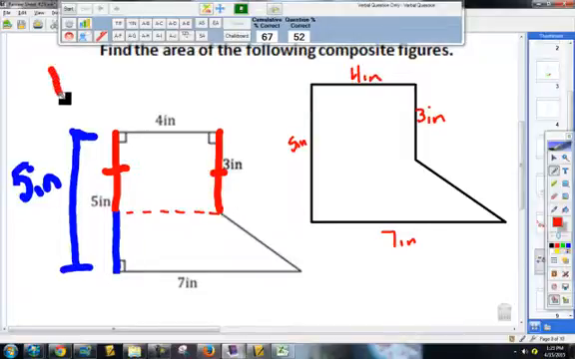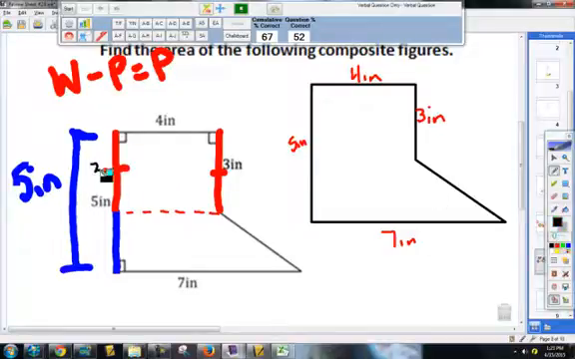Do you guys remember this? Whole minus part equals part. If I know the whole distance and I know part of it is 3 right here, then can I figure out the other part by subtracting? 5 minus 3 is going to tell me that's 2, and that's fine.